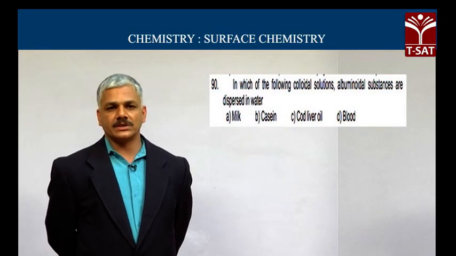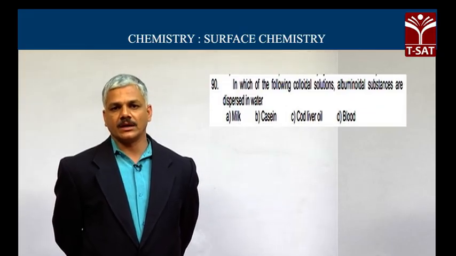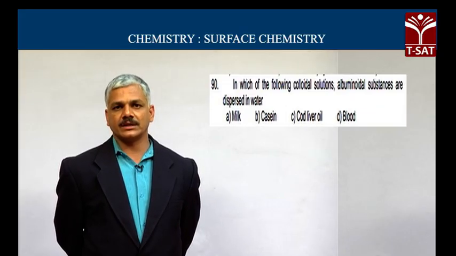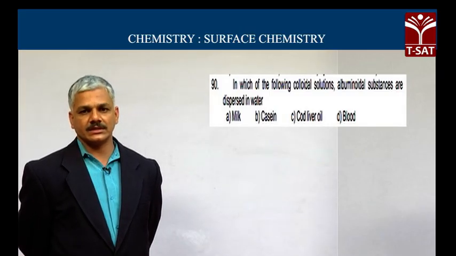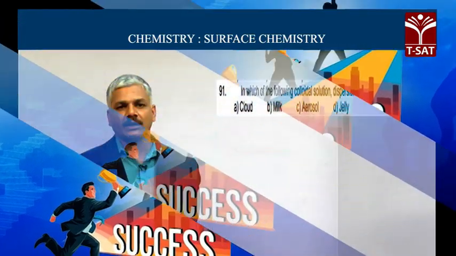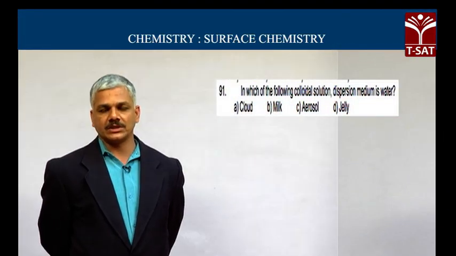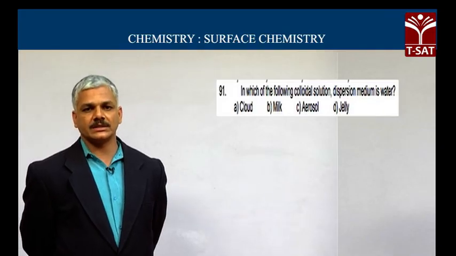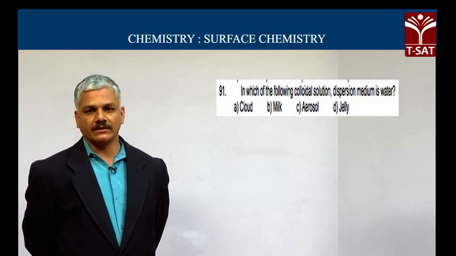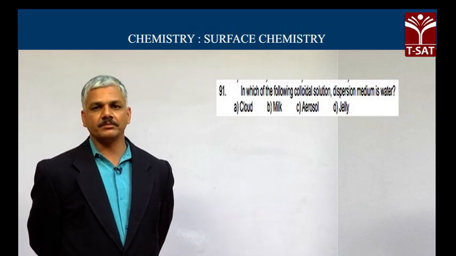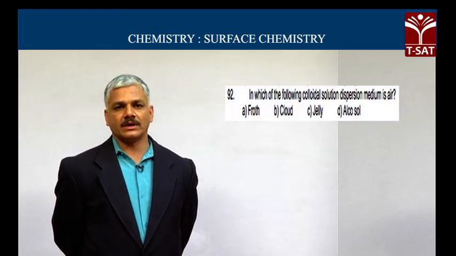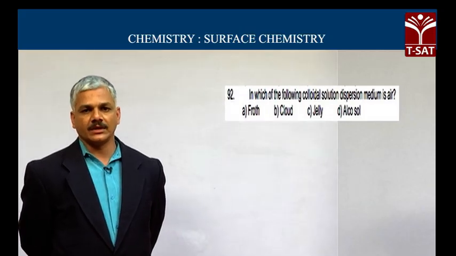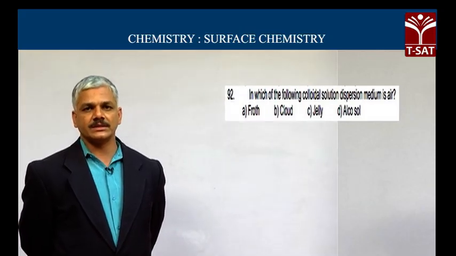90. In which of the following colloidal solutions albuminoidal substances are dispersed in water? Among the given options, correct option is D. 91. In which of the following colloidal solution dispersion medium is water? Among the given options, correct option is B. Milk. 92. In which of the following colloidal solution dispersion medium is air? Among the given options, correct option is B.